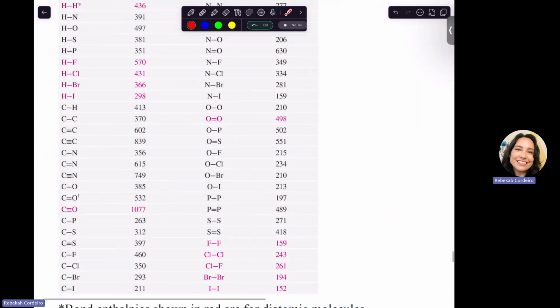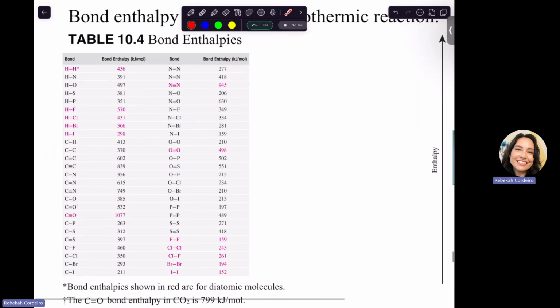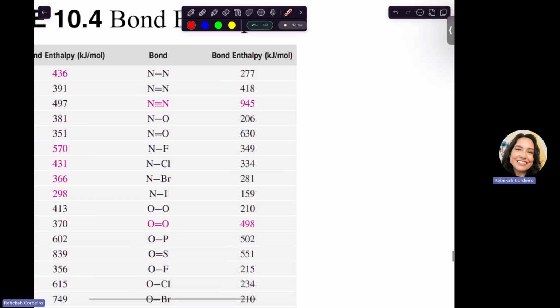So you'll see a table like this. In a question on an exam or something, you won't have to memorize any of this. You'll be given this information. And so you have certain bond enthalpies for certain bonds. We can make notes about, let's look at the N here.